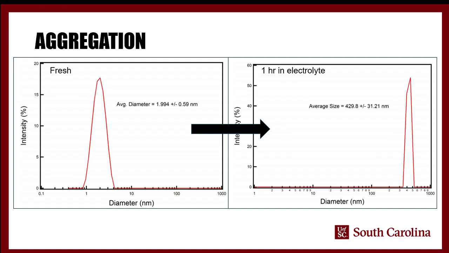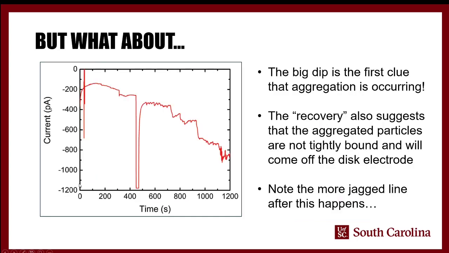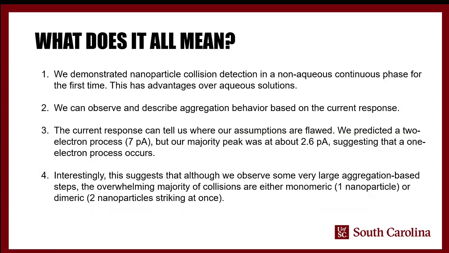And so this explains the huge steps that we see, or even the ones that are larger than our predicted step size. But one thing that was interesting is, if you recall, the predicted step size for this was 7 picoamps. And about 3/4 of the steps that were measured were less than that 7 picoamps, which means that we did something wrong. Well, not necessarily, we didn't do something wrong, we predicted incorrectly.